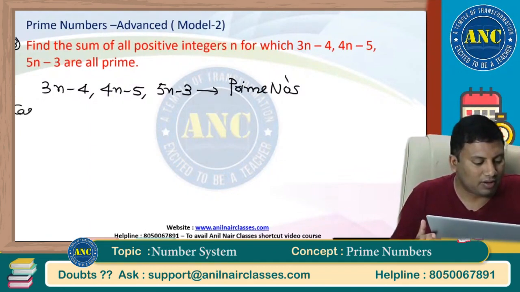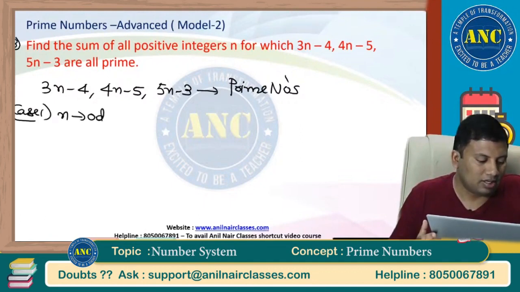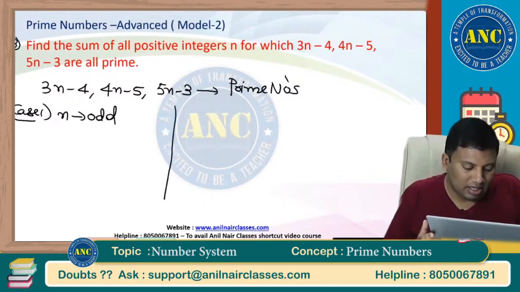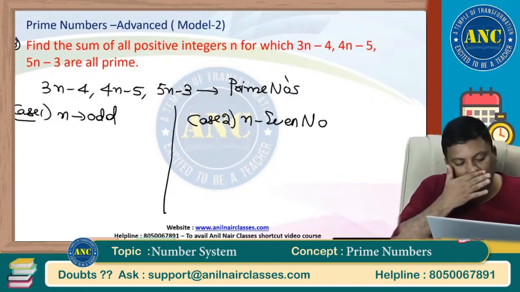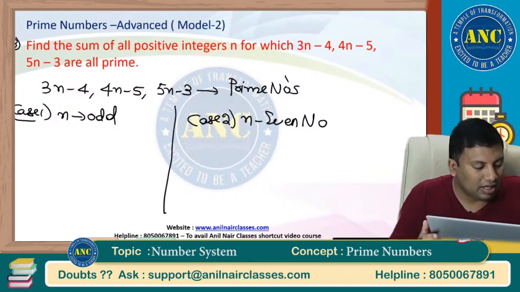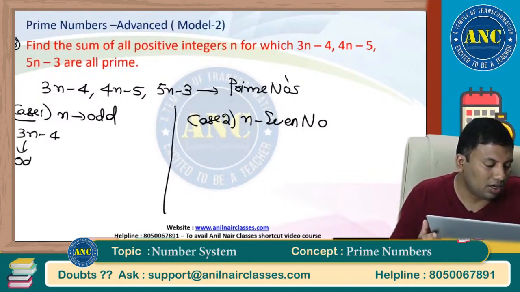Case number 1. N is an odd number. Case number 2. N can be an even number. So, 3n minus 4. 3 is an odd number. Odd into odd, odd. 4 is an even number. Odd minus even is odd.